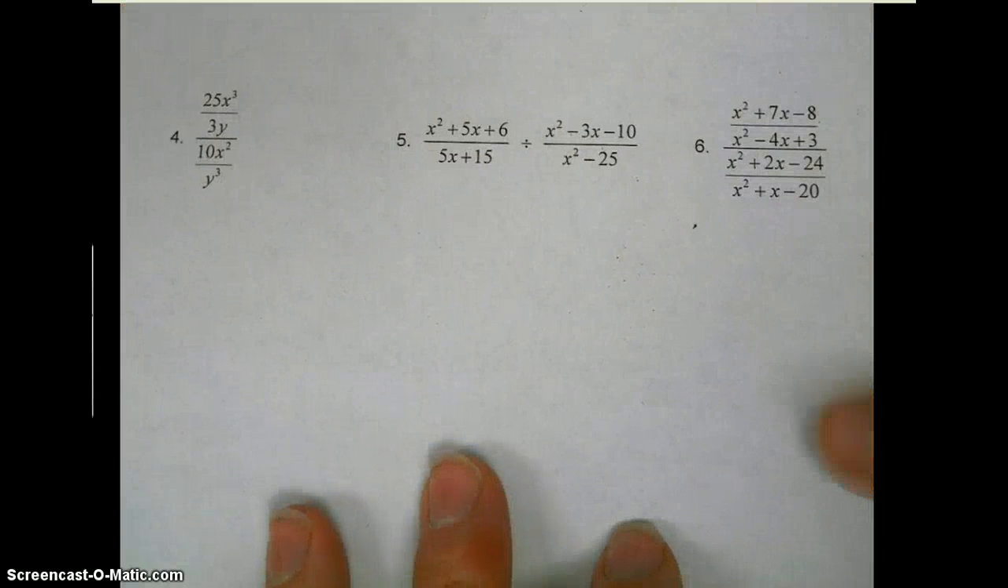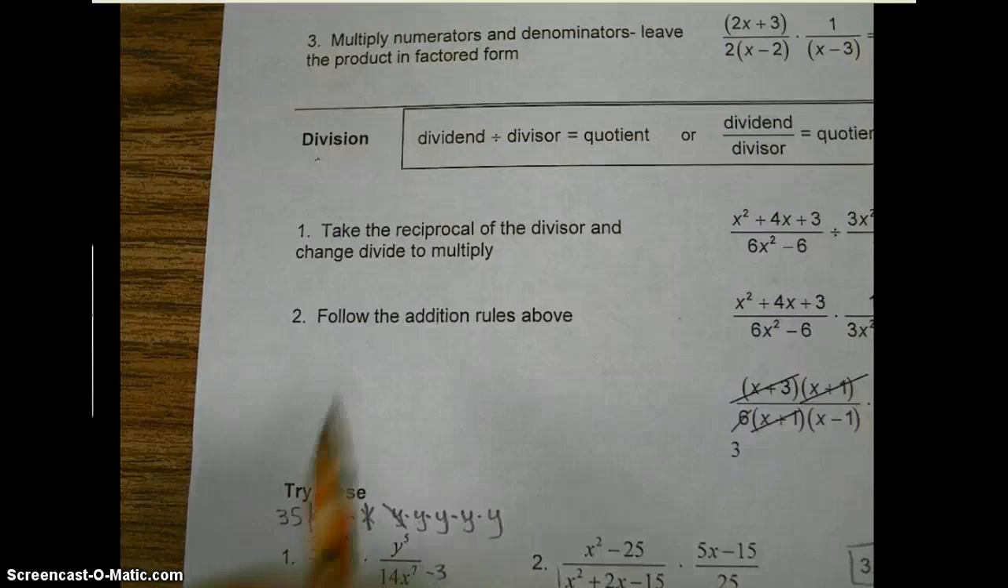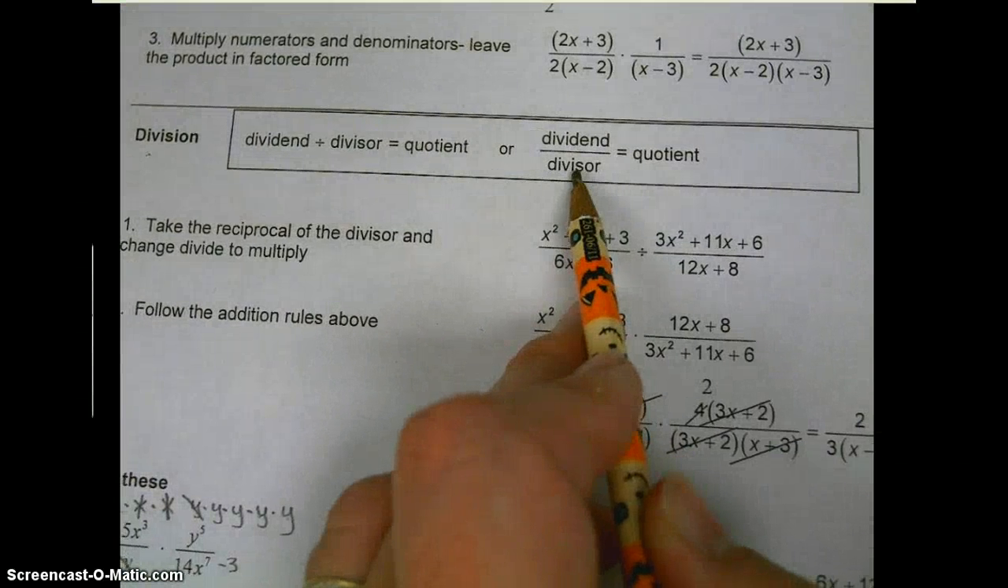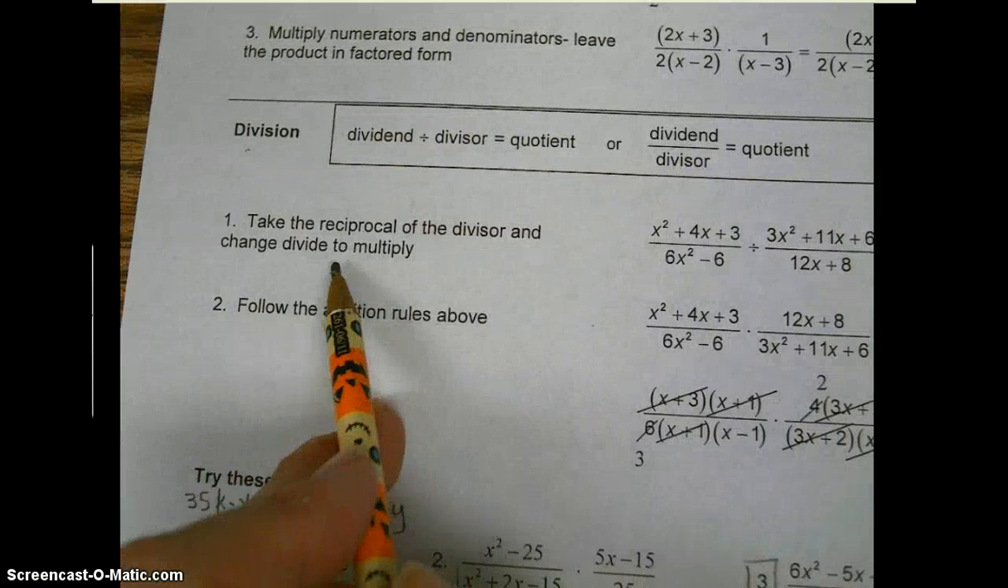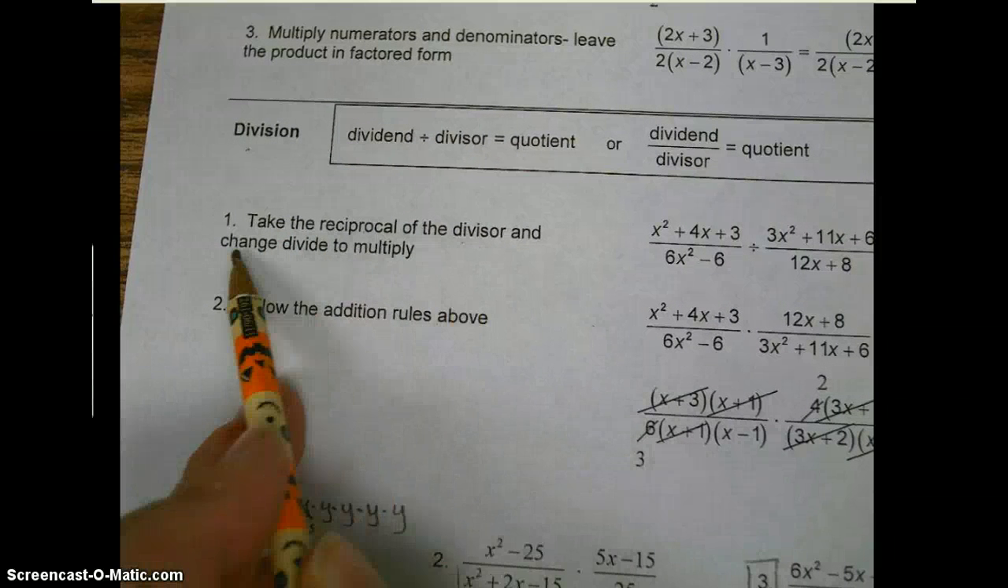All right, number 4. Now we're dividing. So back here, the rules on division. We have the dividend divided by the divisor. Okay, and here are the steps. It says take the reciprocal of the divisor and change divide to multiply.